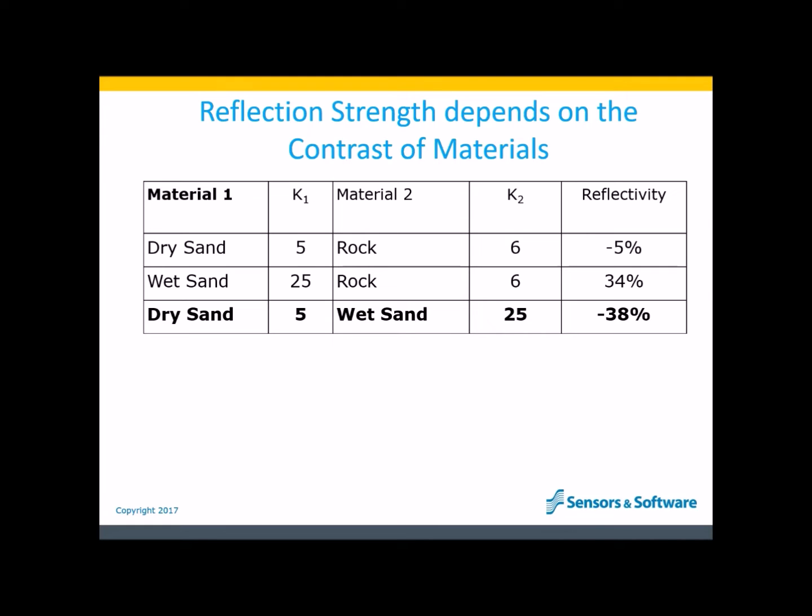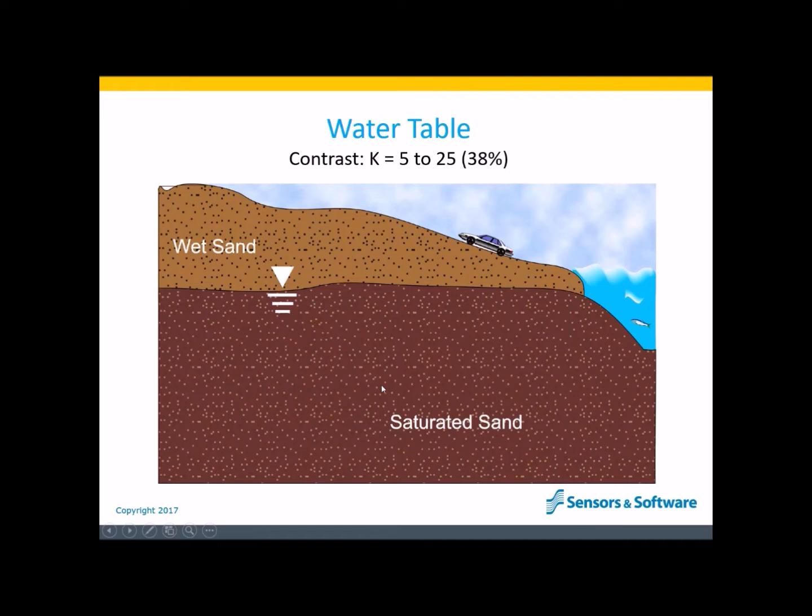So, when you have a dry sand with a K of 5 over a wet sand with a K of 25, 38% of the energy reflects from this boundary, a significant amount. Now, some of you may realize that this boundary is called the water table, and it can be a very strong reflector when you collect GPR data over coarse-grained sediments.